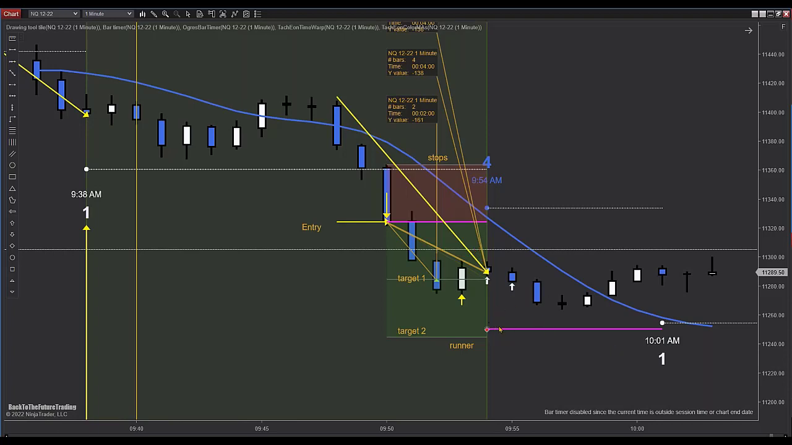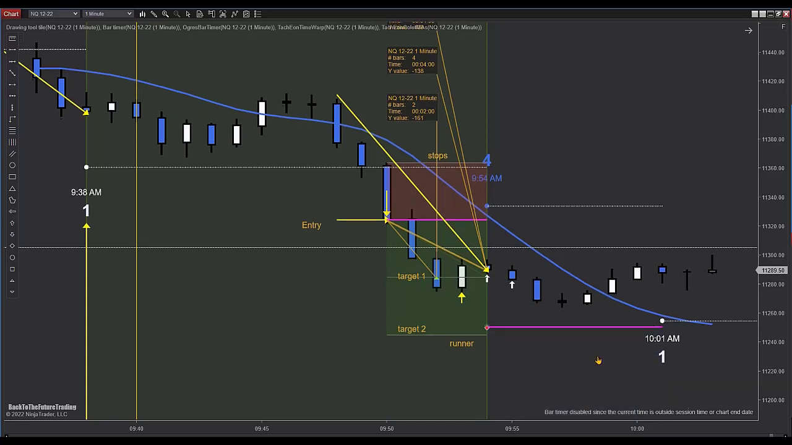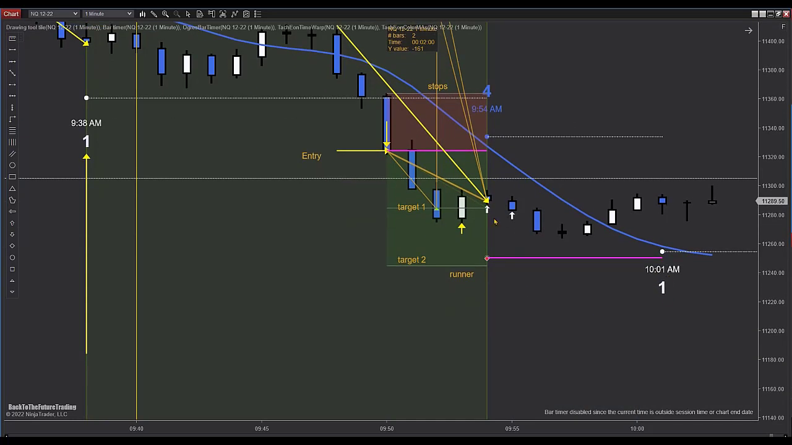So we don't get a short here. Nowhere in here. We're looking for this exact same setup right here, but we're looking for it under this line, but it never happens, which is fine with me because that was a nice down move already. Okay, so then we come into a pattern 1, so no trade.